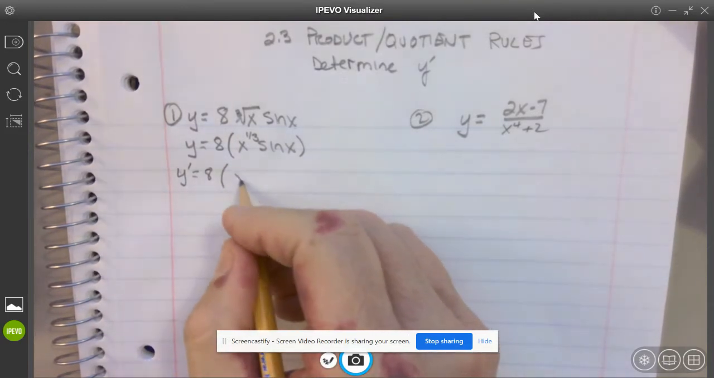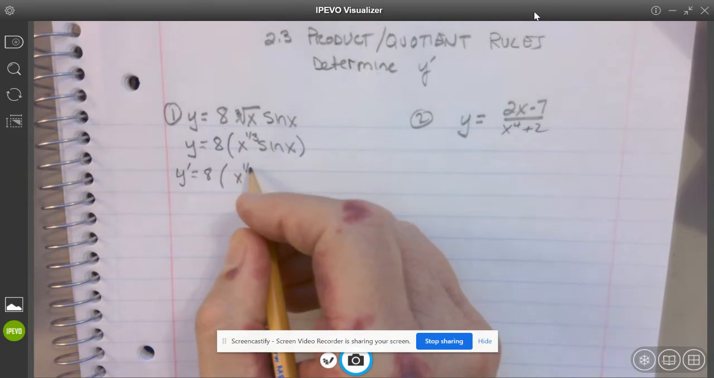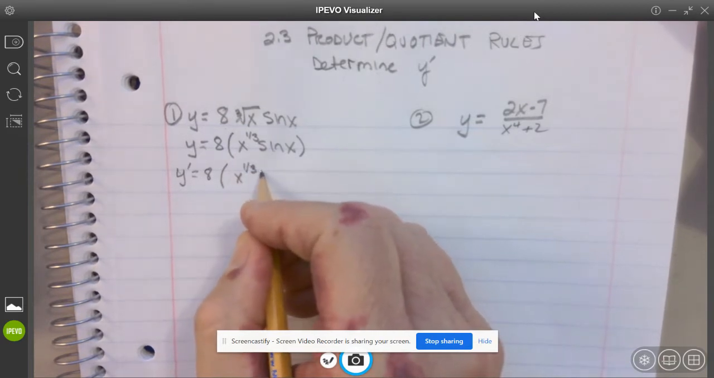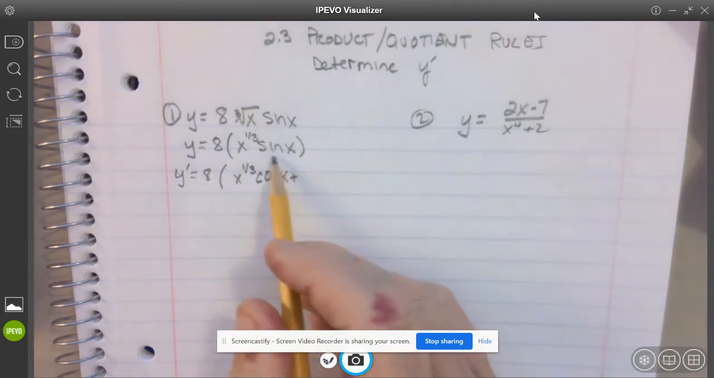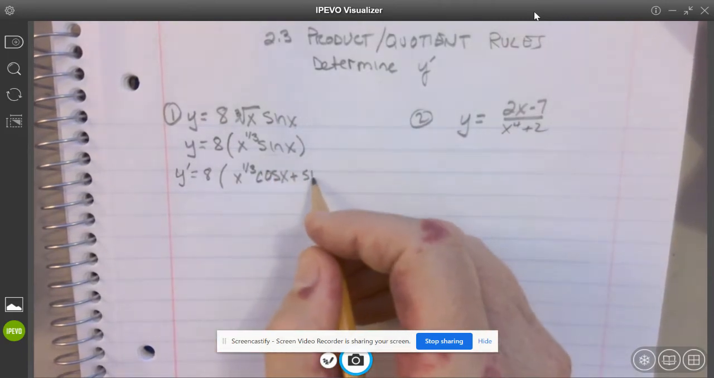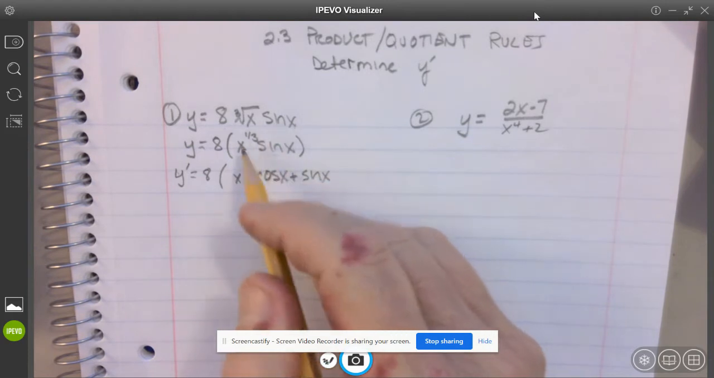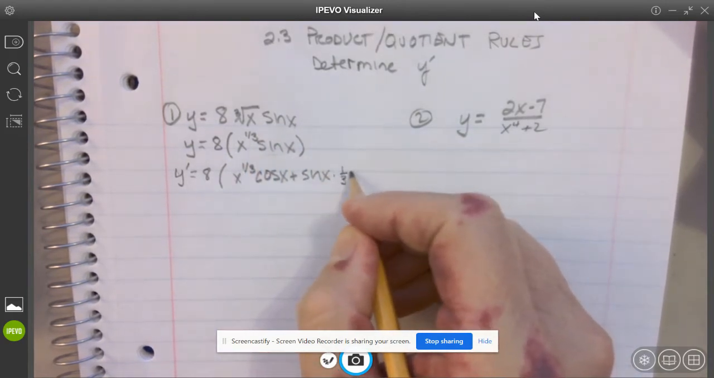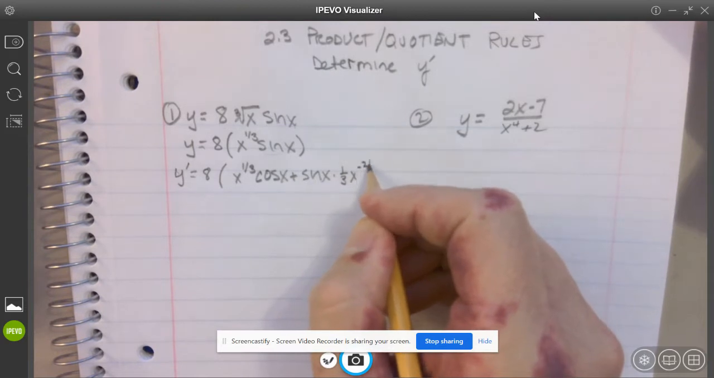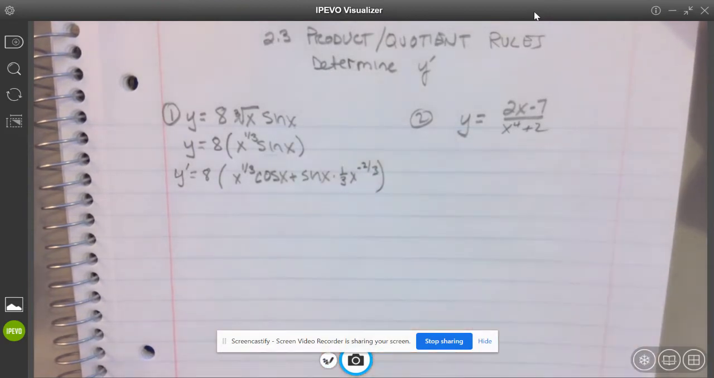So we have the first times the derivative of the second. The derivative of sine is cosine, plus the second, sine of x, times the derivative of the first, which is 1/3 x to the negative 2/3. That is the derivative. We're done with the derivative. That was the easy part. The harder part comes with the algebra part, the simplification.